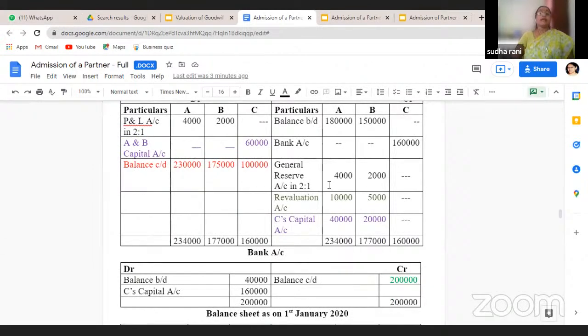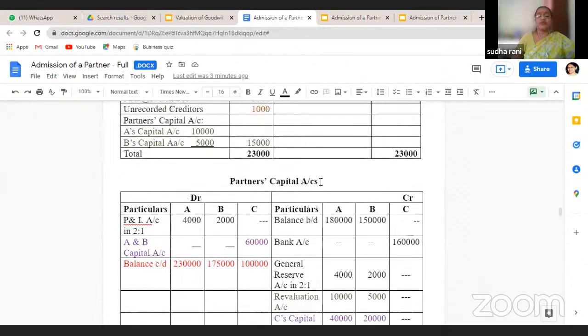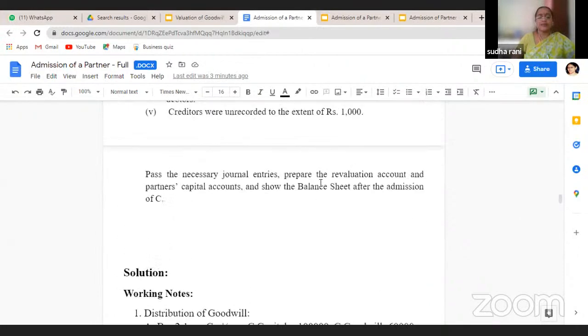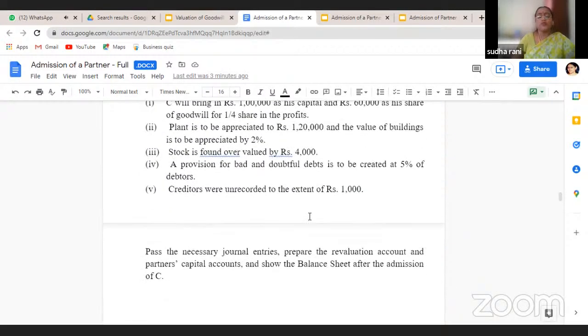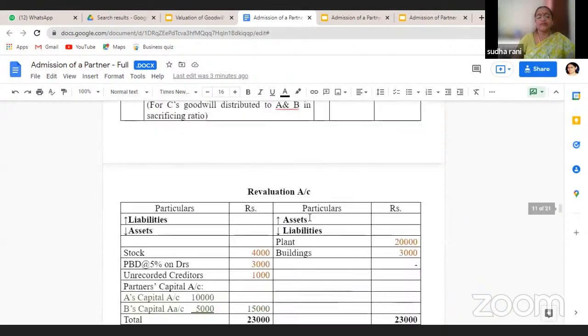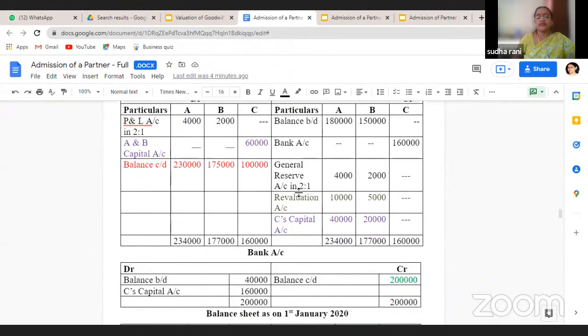Now, I said accumulated profits will go to the partners capital account. See, in the question balance sheet, general reserve on which side? General reserve on the left hand side, and profit and loss is on the right hand side. These two are accumulated. One is profit, one is loss. So these two we will take on the opposite sides in the partners capital account. That is general reserve on credit side, profit and loss account on debit side.